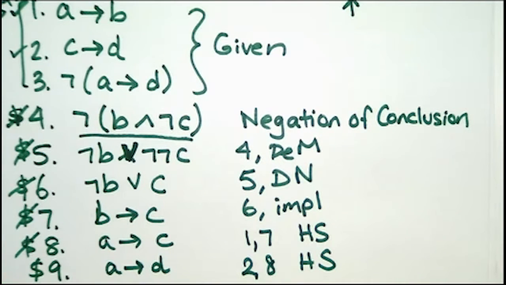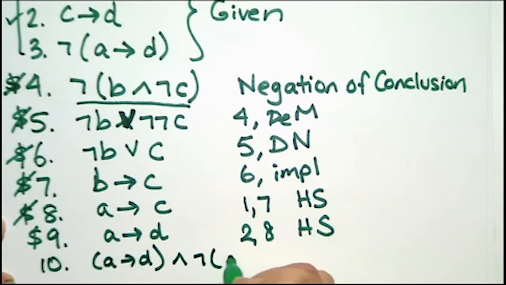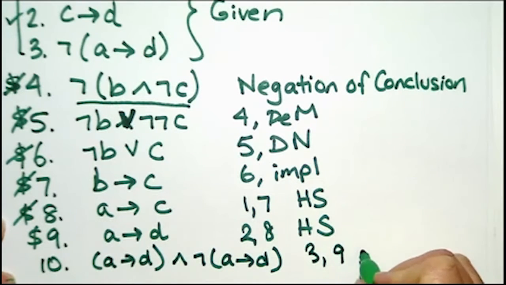They are opposites. So now all we have to do, and this is a funny, weird thing that we have to do, is put them next to each other so it's easy to see that they're opposites. So that's the next thing we absolutely have to do. We have to say the quantity A implies D and not the quantity A implies D. And that's from lines 3 and 9, and the rule is called conjunction.